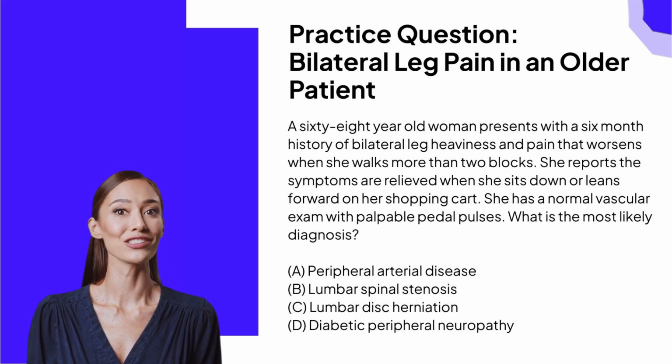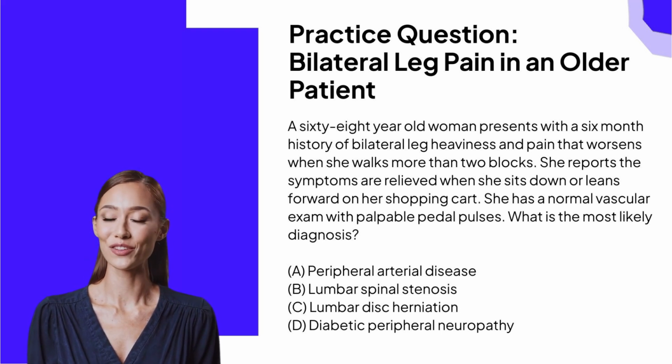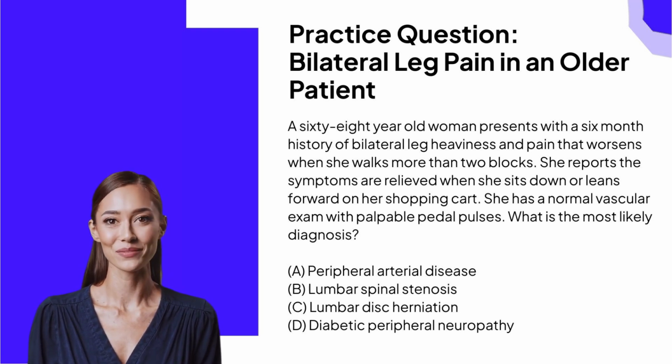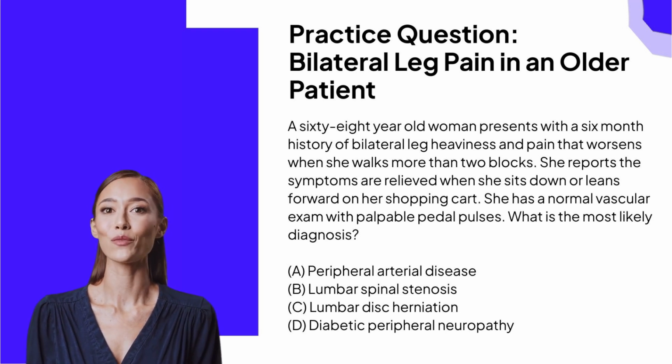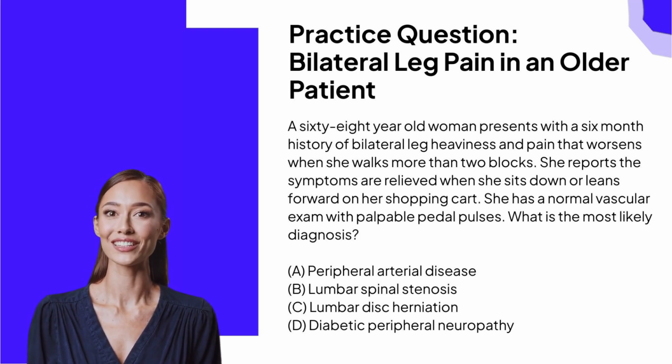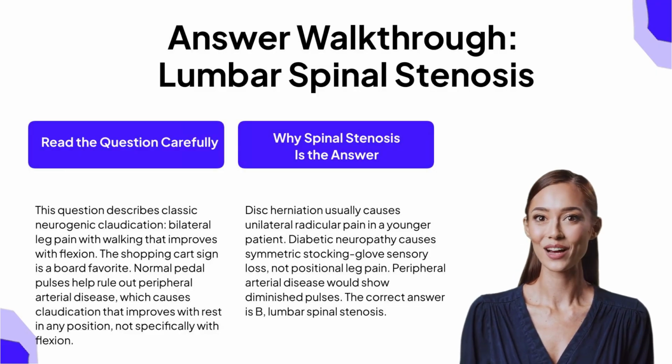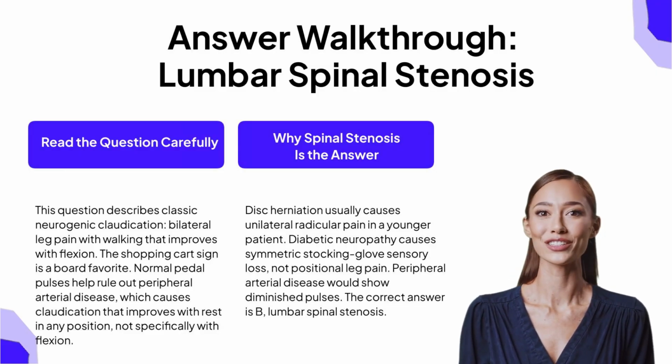Look at the choices. A is peripheral arterial disease. B is lumbar spinal stenosis. C is lumbar disc herniation. And D is diabetic peripheral neuropathy. Think about what clues in the stem help you narrow this down. Let us break this one down. Read the question carefully first.